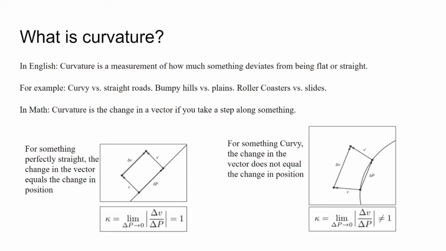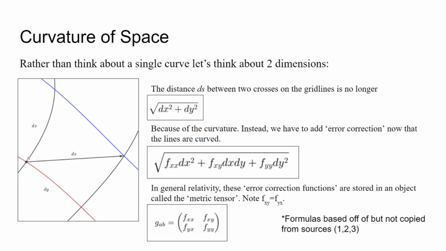And then on the second example, for something curvy, that's simply not true. If you take a step in position, the change in the vector does not equal 1. In this example, it would be greater than 1. And then as a final note, in practice, this is a differential element, the derivative of the vector with respect to arc length or position. But from Calculus 3, we need to extend this concept to space itself.